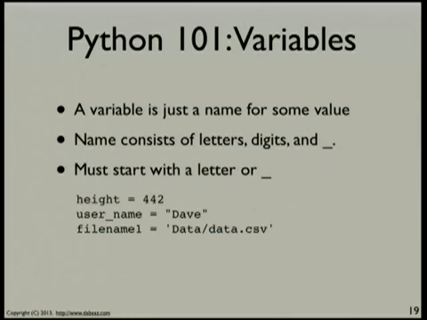If you want to assign a variable, just assign a name to some value, like height is 442 or name is Dave. Okay, so just a variable name and a value. If you come from other programming languages like Java or C, you don't declare types. So you don't say it's an integer, or that it's a float. The type basically comes from what you assign it. Like 442 is an integer, for instance.